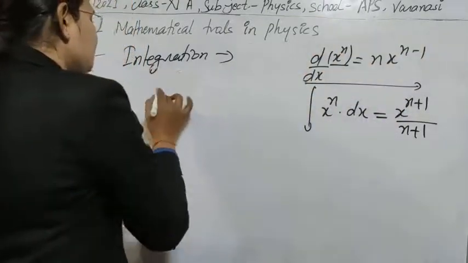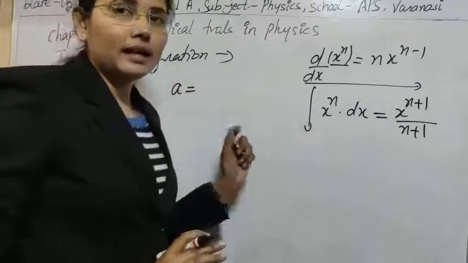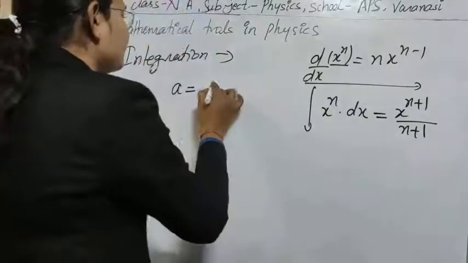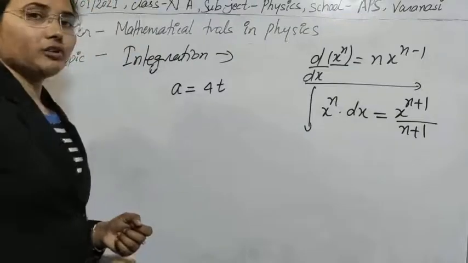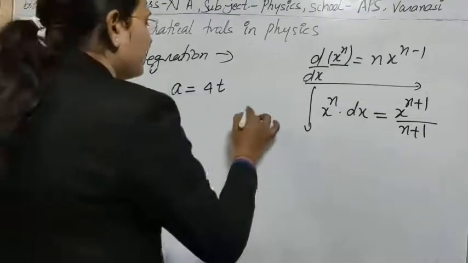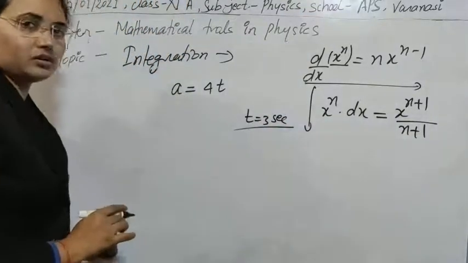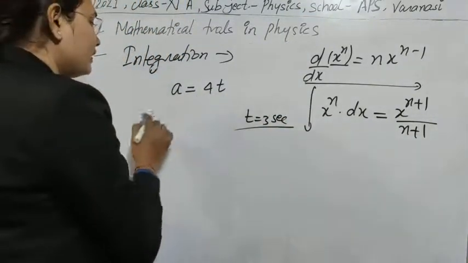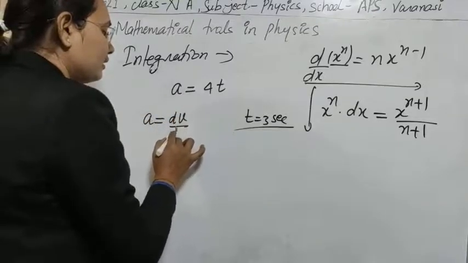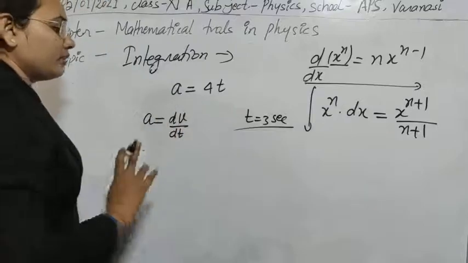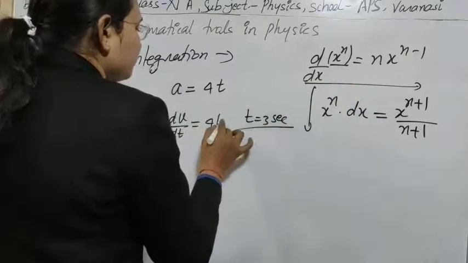Like I just told you in the starting, suppose the acceleration of a particle is given to you, and this acceleration is equal to 4t. And you have to find out the velocity of the particle at t is equal to 3 seconds. You have to find out the velocity of the particle. Then how to find it? So as you know, acceleration is given by the first order derivative of velocity with respect to t, and it is equal to 4t.